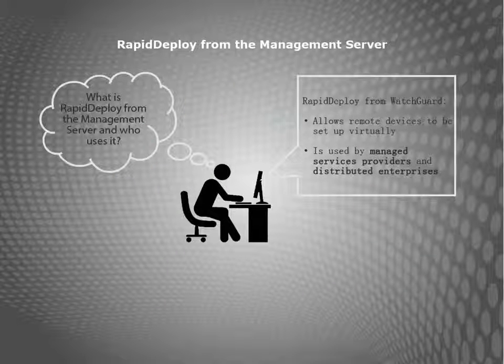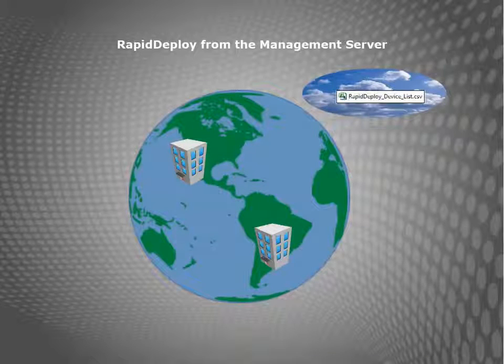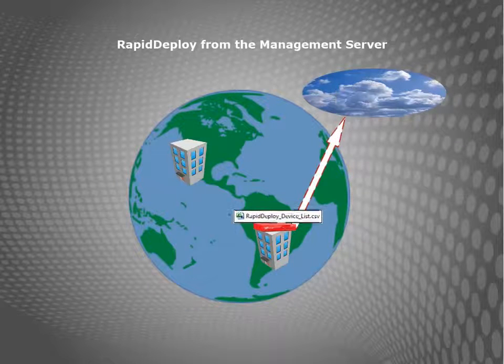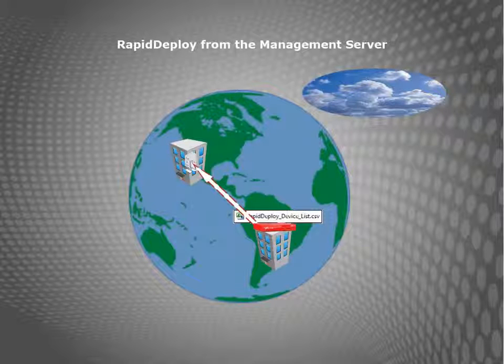Rapid Deploy for the management server is a cloud-based process from WatchGuard that is most commonly used by managed services providers and distributed enterprises to deploy devices in remote locations that might not have IT staff present to help with the initial configuration. With this Rapid Deploy option, instead of manually provisioning a device before sending it to another location, you can create and store configuration data in the cloud and have the device shipped directly to its destination. Once it is powered on and connected to the internet, the device can download its basic configuration settings, which connects it to the management server.